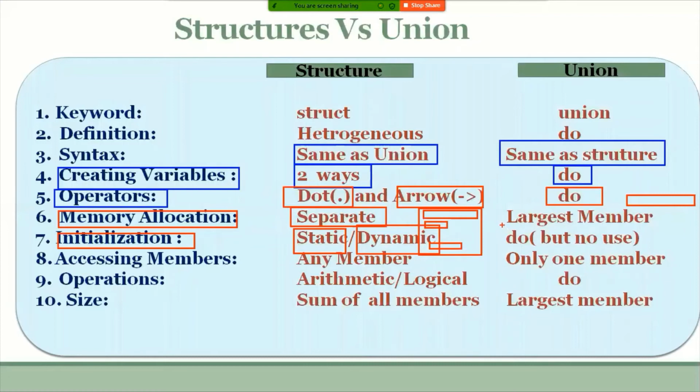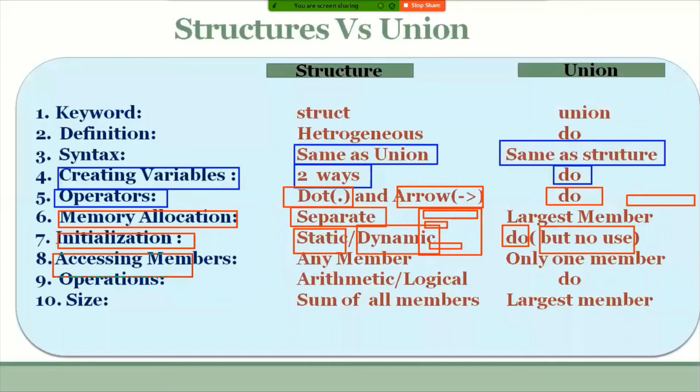In the case of unions also, we can use static as well as dynamic initialization, but dynamic initialization is of no use. We can initialize union variables using dynamic initialization, but only one member will be available in the memory. That's why it is better to avoid dynamic initialization and use only static initialization in a proper manner.